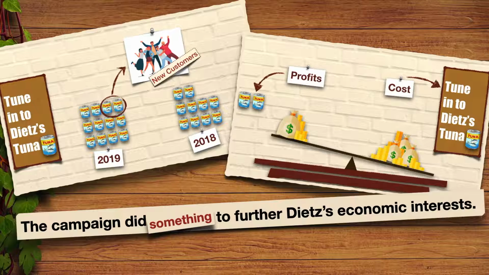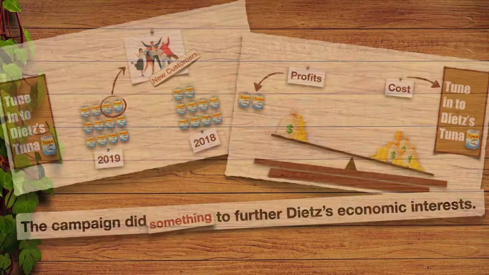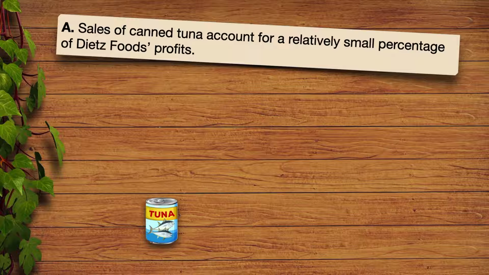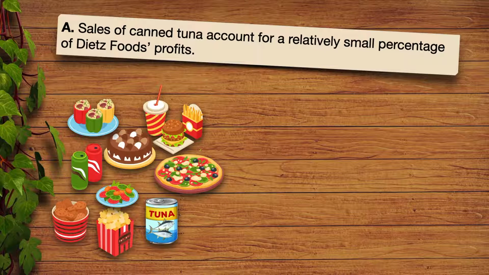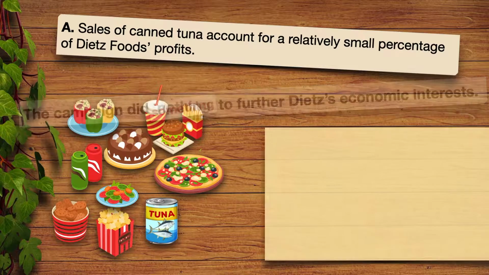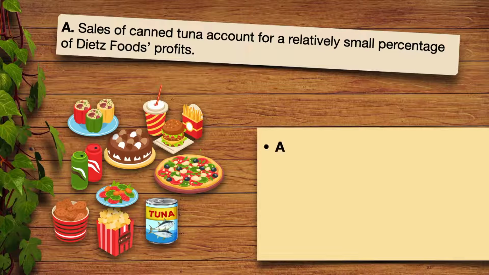Alright, let's take a look first at option A. This option talks about how big a part the tuna can sales play in the overall profits of the company. And this option states that it plays a very small part. Fair enough, but keep in mind what we have to prove, that the campaign did something to further Diet's economic interest. So, with this in mind, ask yourself, does the option talk about the campaign directly or indirectly?